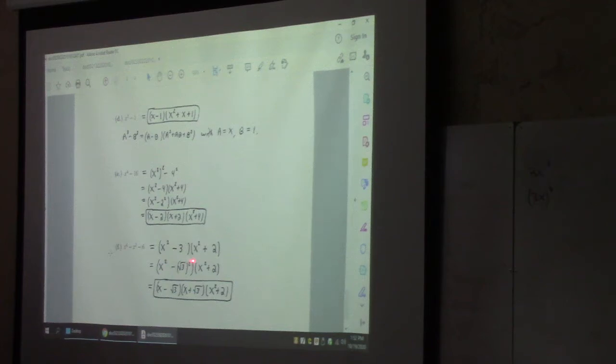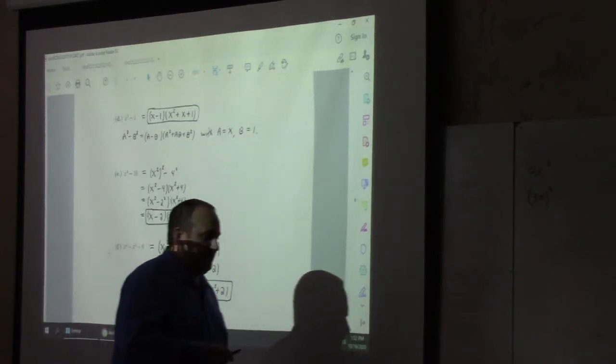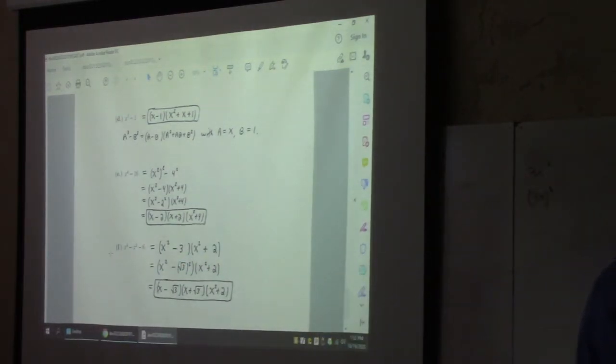So that's x minus root 3 times x plus root 3. So some people just left it as x squared minus 3, but that's not done. That's x squared minus something, which can be further factored. I think I took off 3 points out of the 10 if you didn't do that. But I'm sure that if you're such a person, you'll probably get it right the next time it comes up.